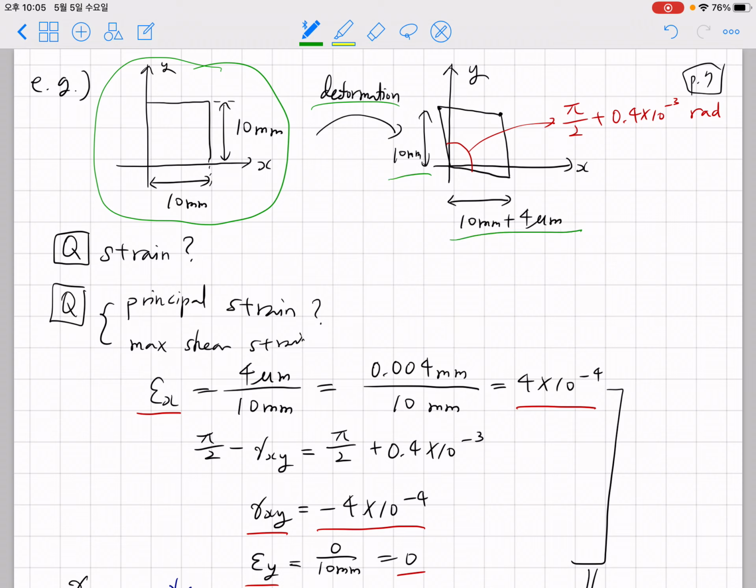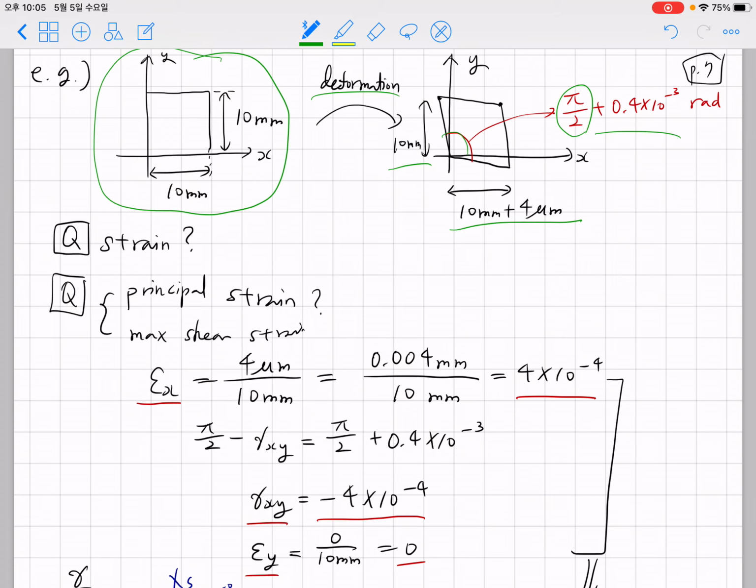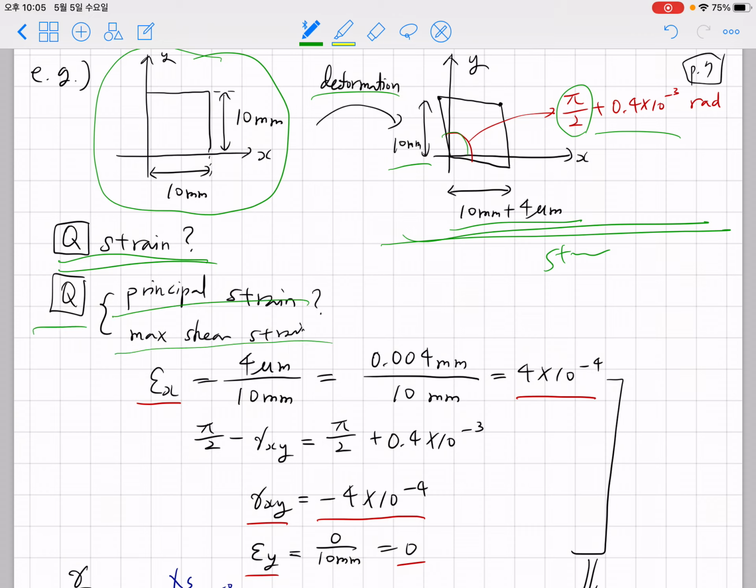Along the horizontal direction it has a displacement of 4 micrometer, and along this shearing direction the angle changes from pi over 2 to pi over 2 plus 0.4 times 10 to the negative 3 radian. Based on this strain state and this geometry, the problem asks for the strain components epsilon x, epsilon y, and gamma xy, and the principal strain and maximum shear strain.